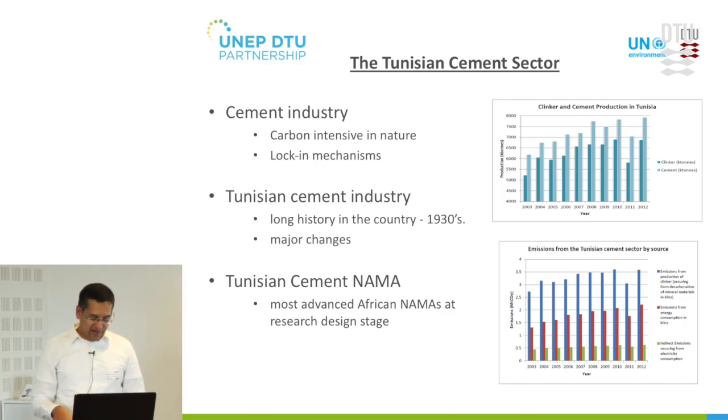As you can see on the graph, cement production in Tunisia has increased over time, leading to an increase in emissions of greenhouse gases, depicted in the bottom graph. While it is true that the graph shows an increase in emissions that seem to naturally follow an increase in production, however, the relative emissions per ton of cement produced have also increased by around 30% between 2003 and 2012. And this indicates that the sector is getting increasingly carbon locked-in. And this is despite a number of measures to green the sector over time.